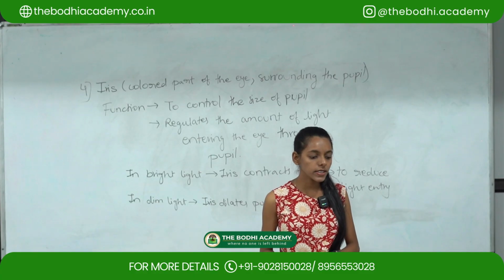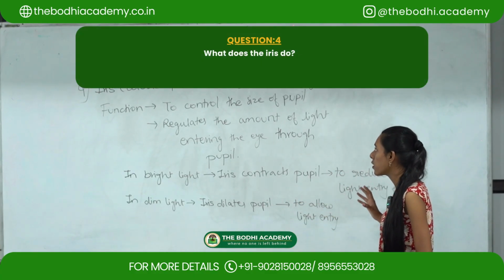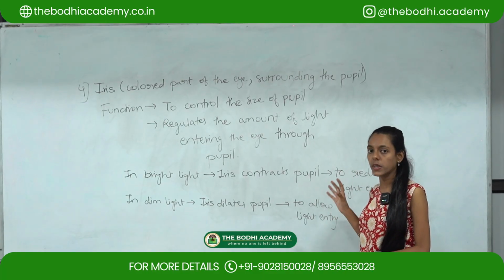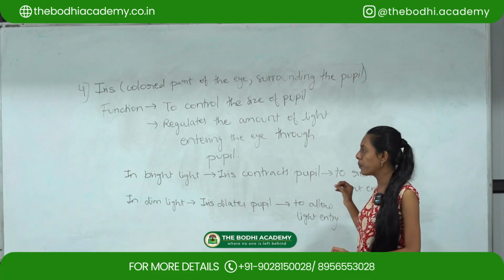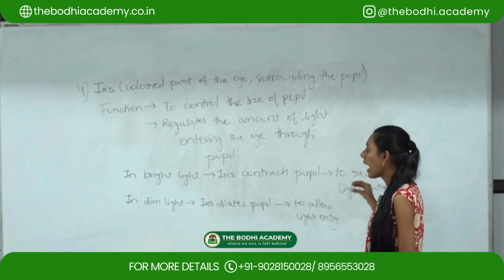The next question is, what does the iris do? First of all, the iris is the colored part of the eye surrounding the pupil. Pupil is the black circular opening. What the iris does is it controls the size of the pupil and regulates the amount of light entering the eye through the pupil.